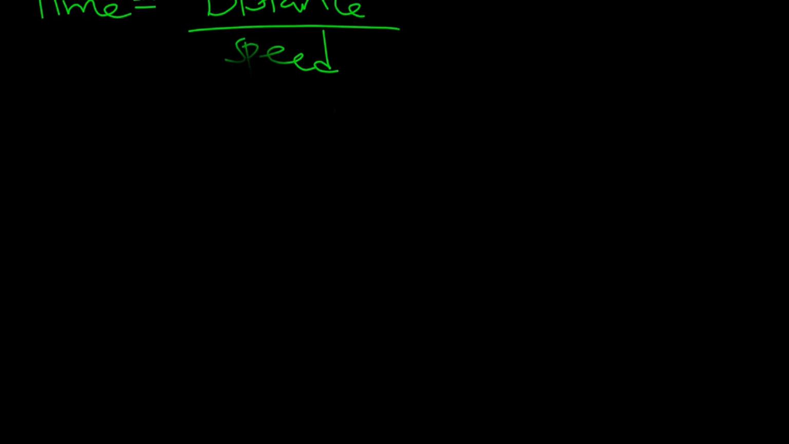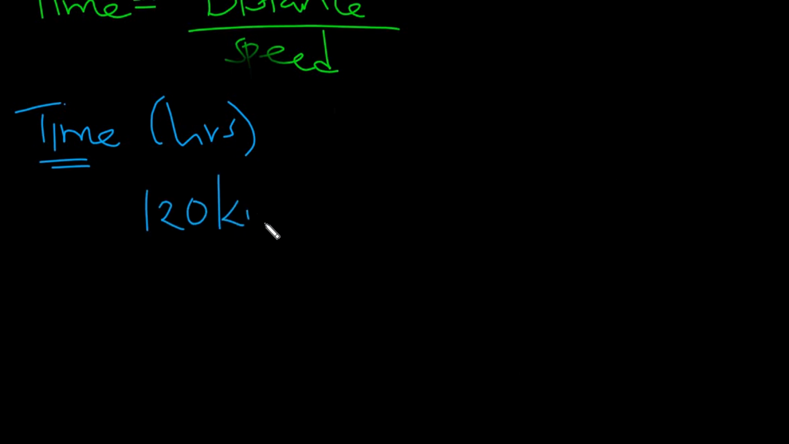Let's find the time taken. So this time round, I want us to find the time in hours. Let's calculate the time in hours taken by a vehicle that covers a distance of 120 kilometers, moving at a constant speed of 80 kilometers per hour. Okay, so we're going to calculate the time taken by this vehicle to cover a distance of 120 kilometers, moving at a constant speed of 80 kilometers per hour.